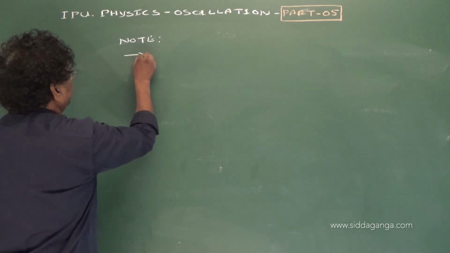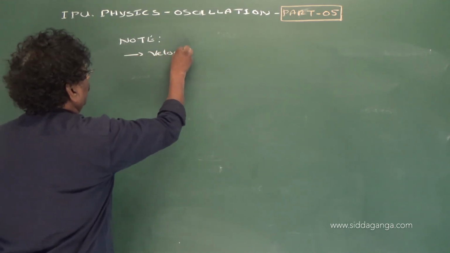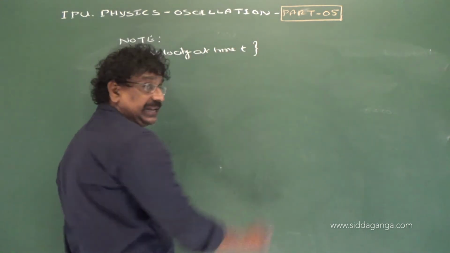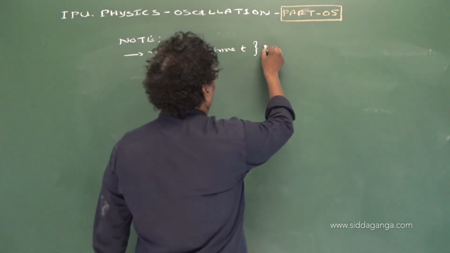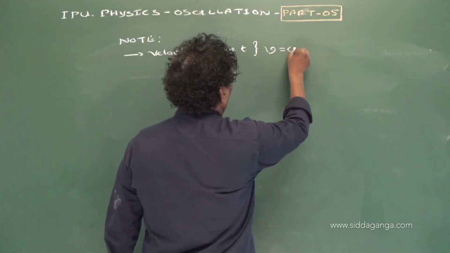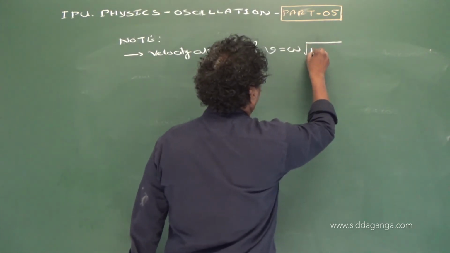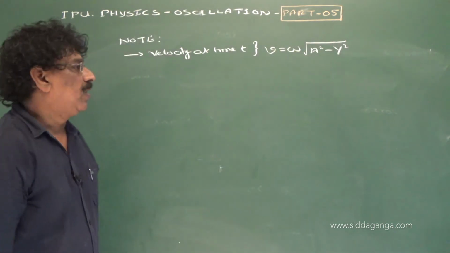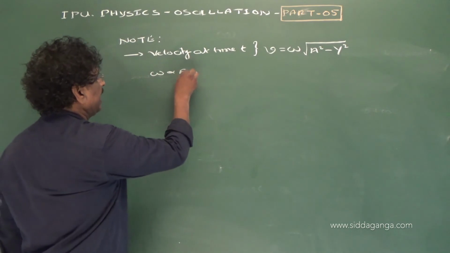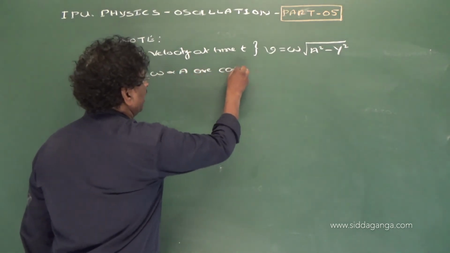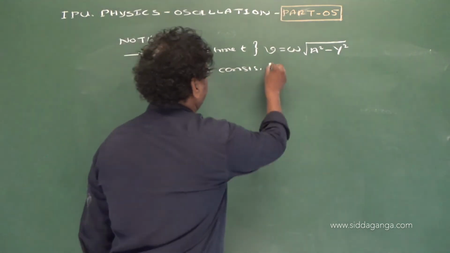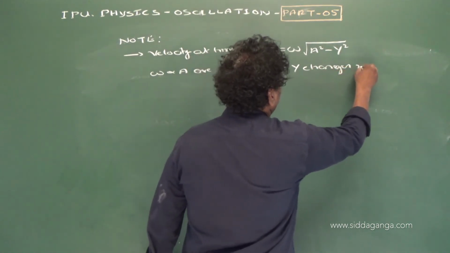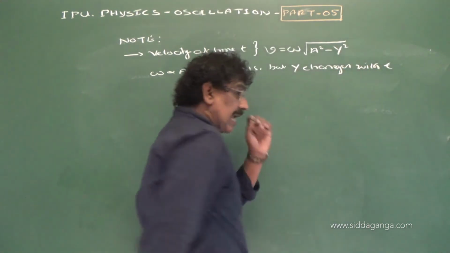So we have velocity at time t. Now v is equal to omega into square root of a square minus y square, where omega and a are constants, but y changes with time t.